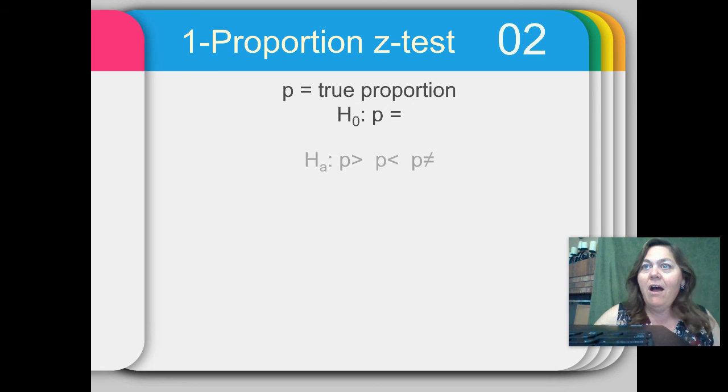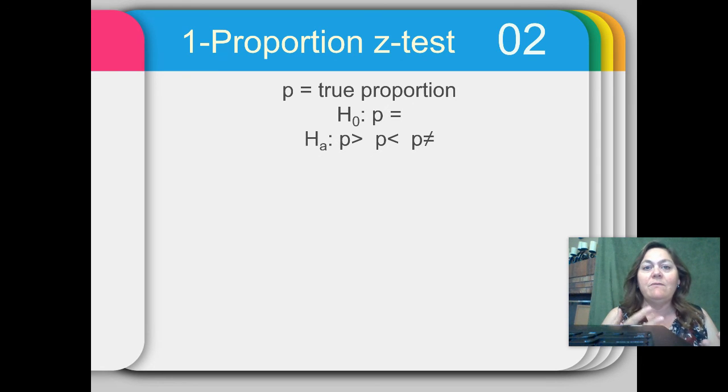So our H0 and our Ha are going to be written in terms of our population parameter p. Just like we did before, the H0 is p equals, and the Ha is either greater than, less than, or not equal to if it is two-tailed. One-tailed, two-tailed test, just like we did.